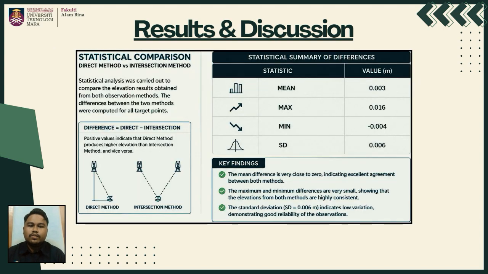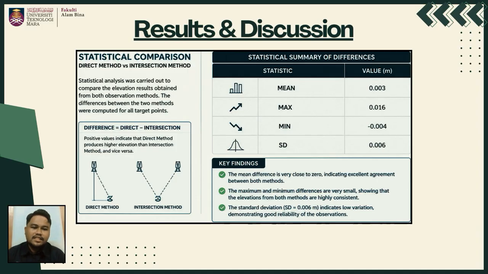Statistical analysis was carried out to compare the elevation results obtained from both observation methods. The difference between both methods was computed for all of the target points. As we can see here, the mean that we got is around 3 millimeters, meanwhile the standard deviation is around plus minus 6 millimeters.